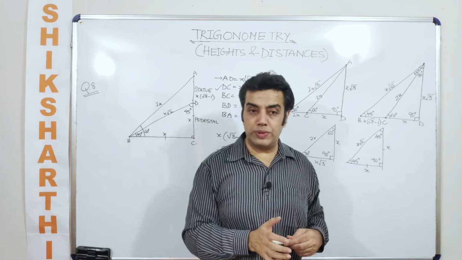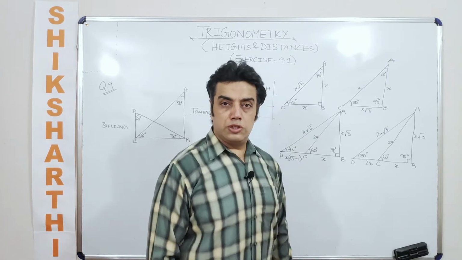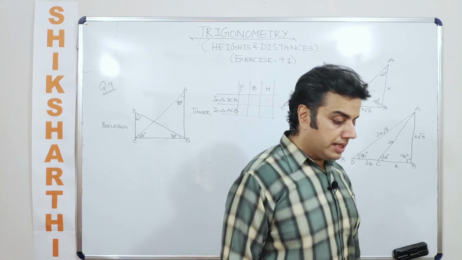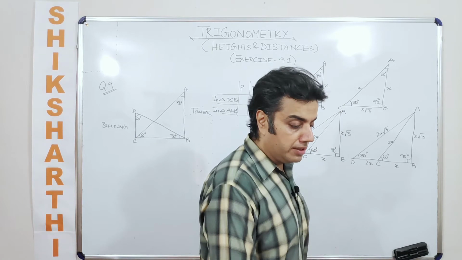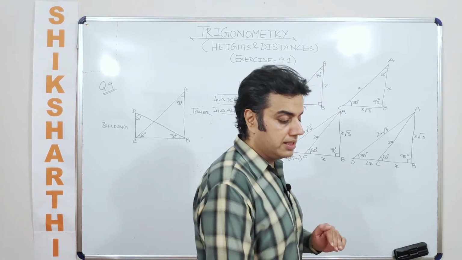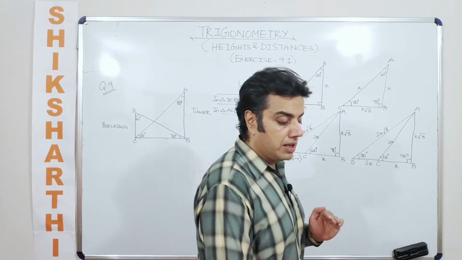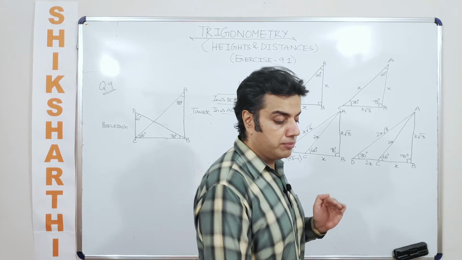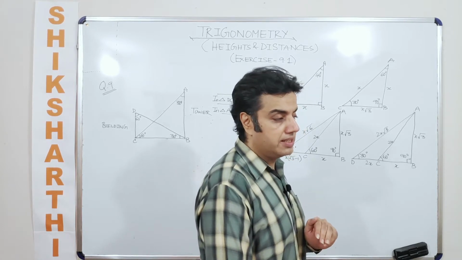Right? Let's move on to question number 9. In question number 9, they say that the angle of elevation of the top of a building from the foot of a tower is 30 degrees and the angle of elevation of the top of the tower from the foot of the building is 60 degrees.